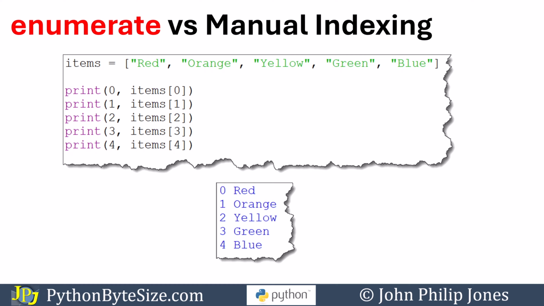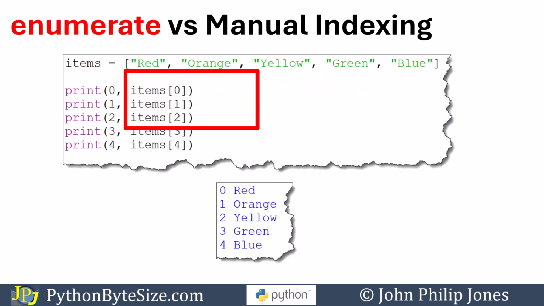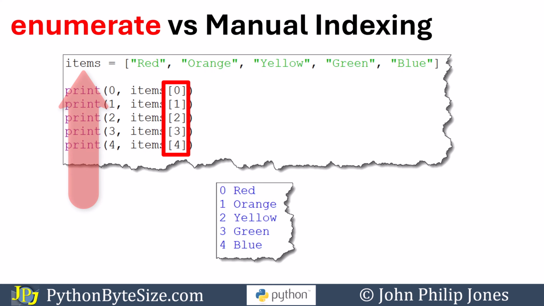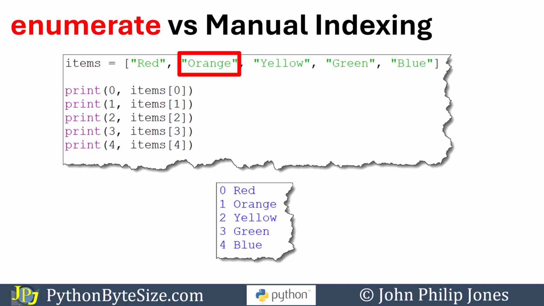The program was able to gain access to each of the items in turn because we use this name here, which is the name of the list, and in the square brackets you can see we have from 0 to 4, which are the index positions of each of these in the list. This is at index position 1, and this one here is at index position 4, for example.